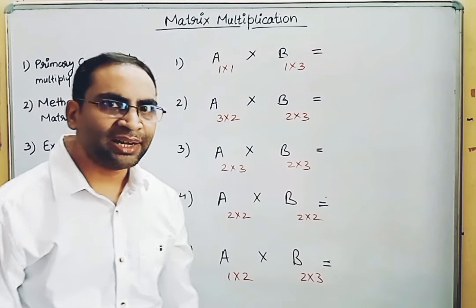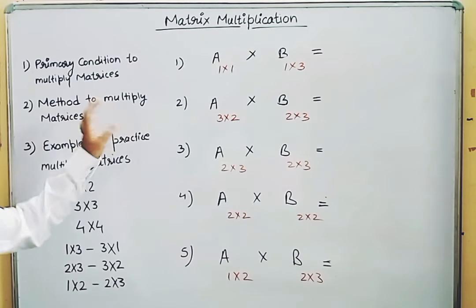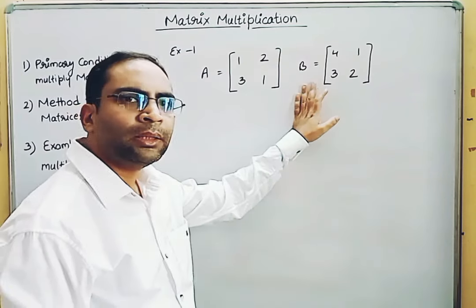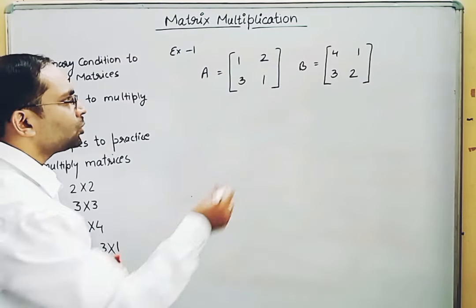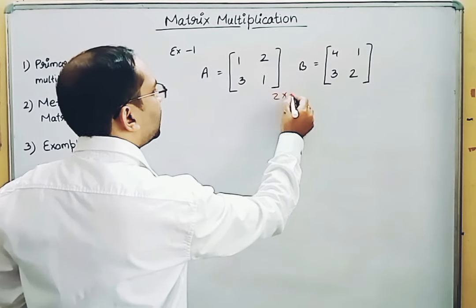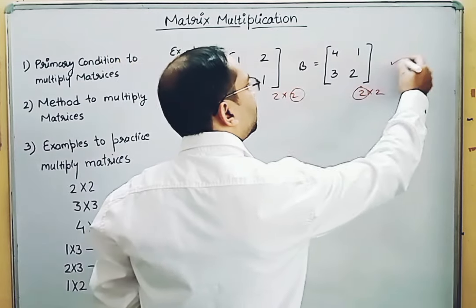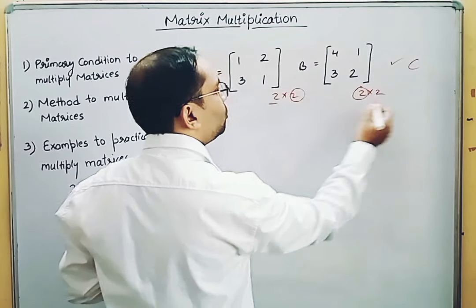Now let's move on to the next method, that is actually how we can multiply two matrices. So let us see this example number 1 where we have two matrices A and B. First of all, we'll check whether we can multiply these or not. The order of this matrix will be 2 by 2 and the order of this matrix will also be 2 by 2. So we can see here this 2 and 2 are equal. So we will be able to multiply and the resultant matrix would be 2 cross 2.